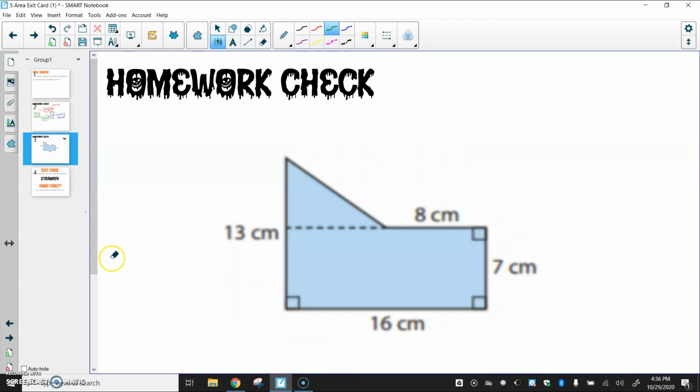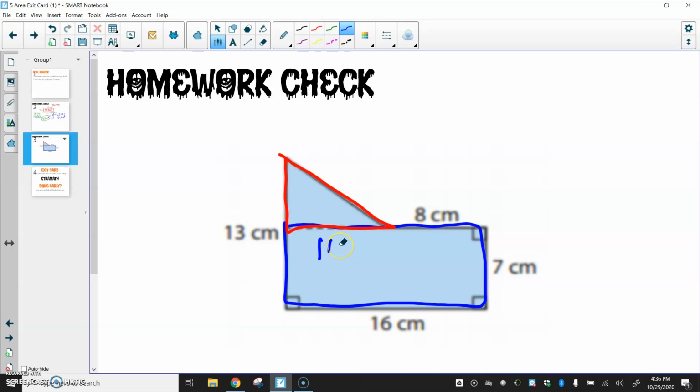So if you notice this time, we can break this up into a rectangle right there and a triangle right here. Okay? So I'm going to start with the rectangle just because I think that one's a little bit easier to do, and we already have the measurements because I can see right here that we've got 16 as our length, 7 as our width. So I'm going to write that in the rectangle.